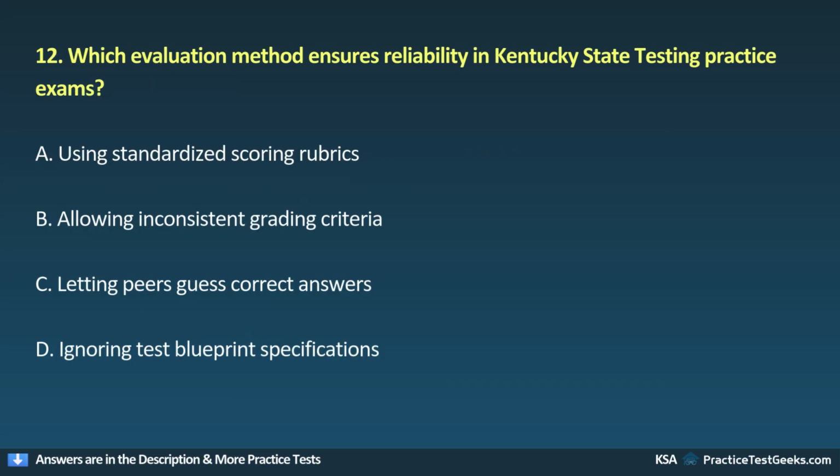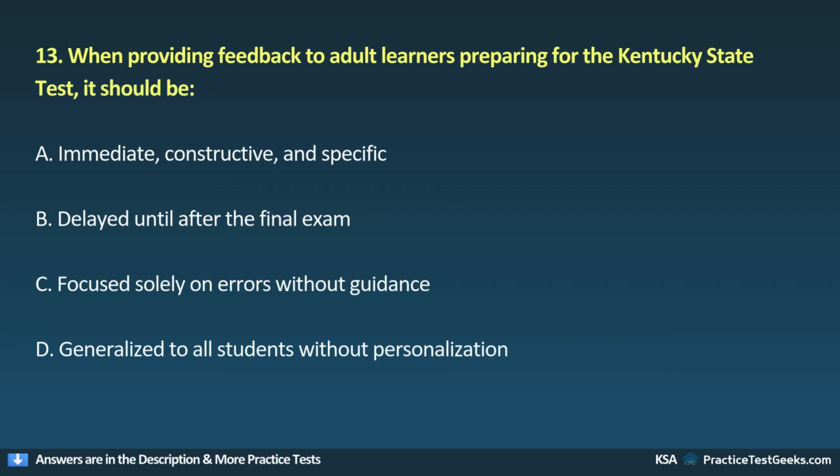12. Which evaluation method ensures reliability in Kentucky State testing practice exams? A. Using standardized scoring rubrics. B. Allowing inconsistent grading criteria. C. Letting peers guess correct answers. D. Ignoring test blueprint specifications.